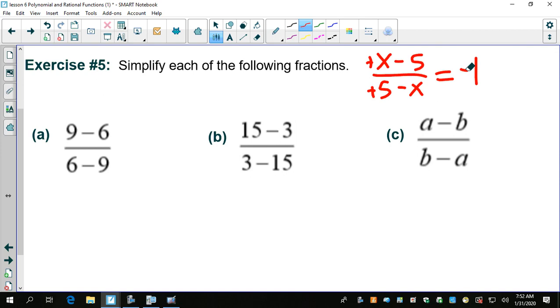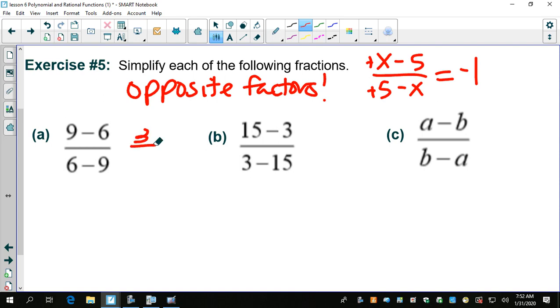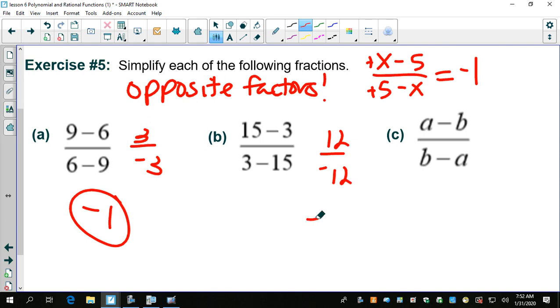And this kind of shows you that, because these are all opposite factors. Opposite factors always cancel to negative 1. So look, this would be 3 over negative 3, which reduces to negative 1. What would this be? 12 over negative 12, which reduces to negative 1.